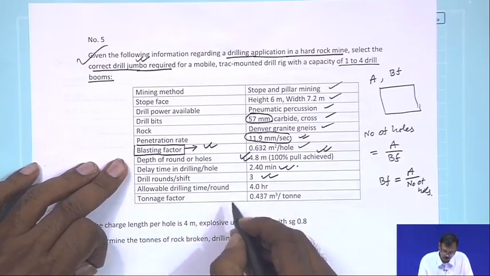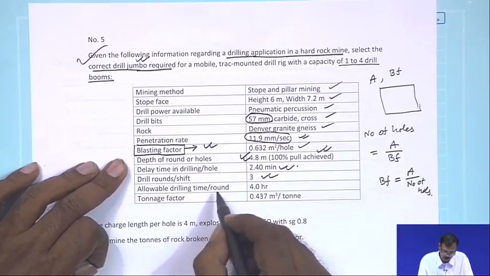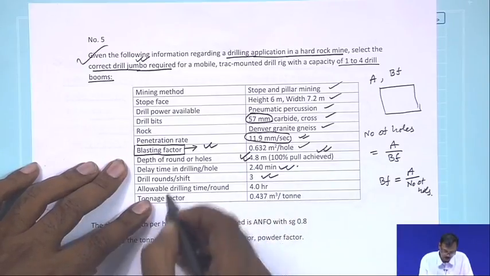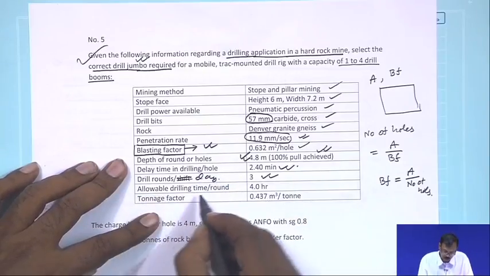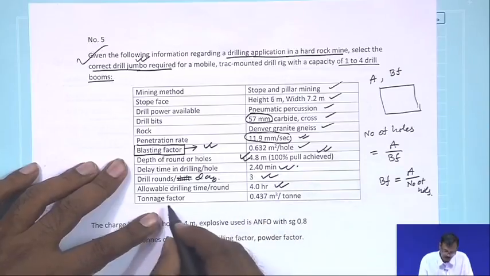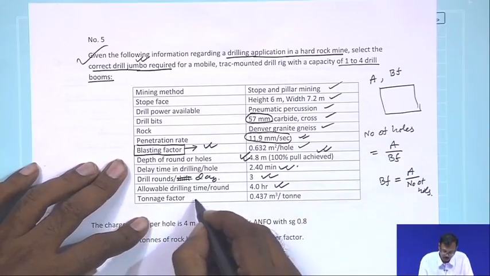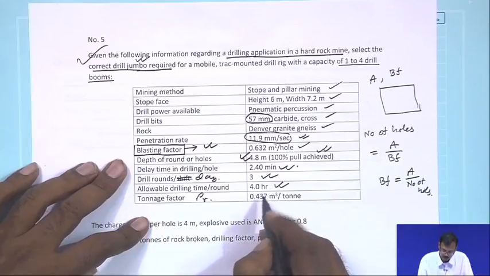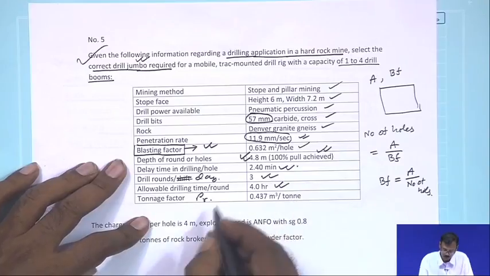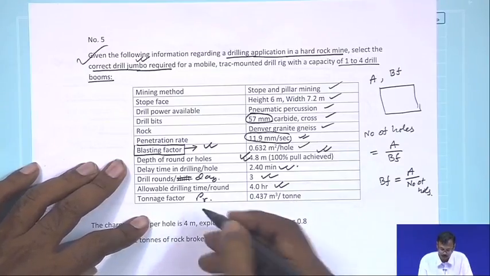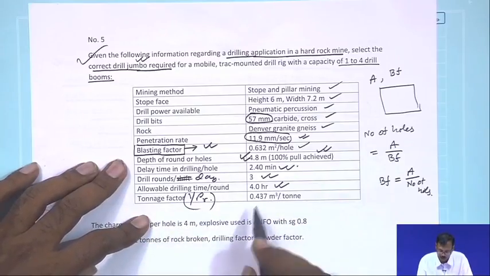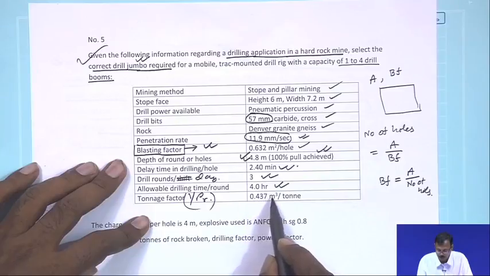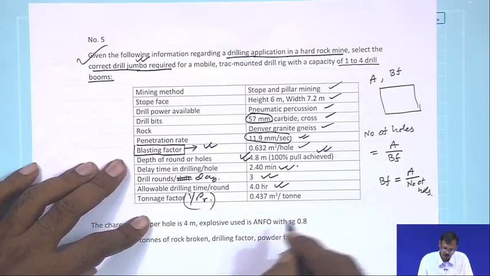Allowable drilling time, actually this is not per shift, this is per day: drill rounds per day is 3, allowable drilling time is 4 hour, and tonnage factor is 0.437 meter cube per ton. So, this is basically the inverse of rho r, the rock density.